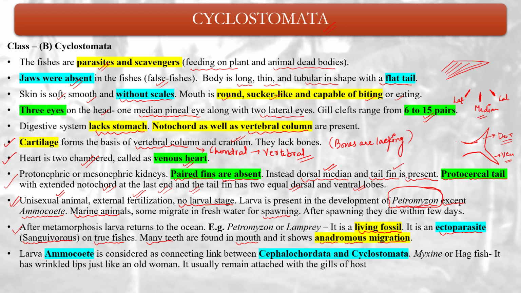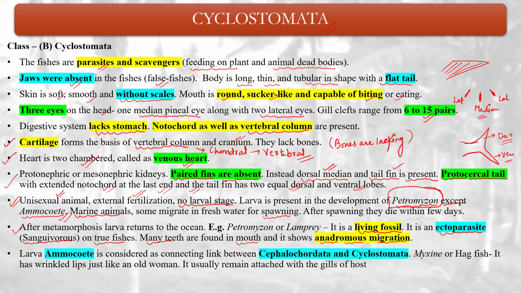And the larva name is ammocoete, right? The ammocoete larva migrates into fresh water for spawning. From marine, means it is a marine animal, and from salty water it is migrating to fresh water. So this type of movement is known as what? Anadromous migration. Okay, from marine to fresh water for laying eggs.